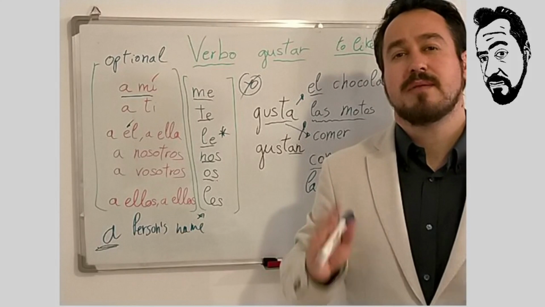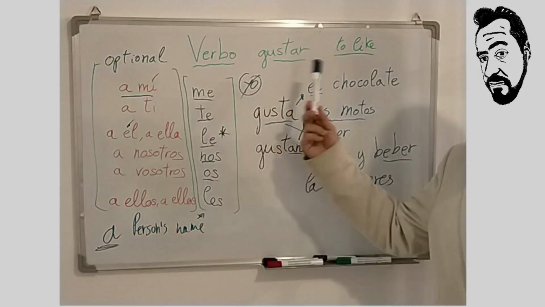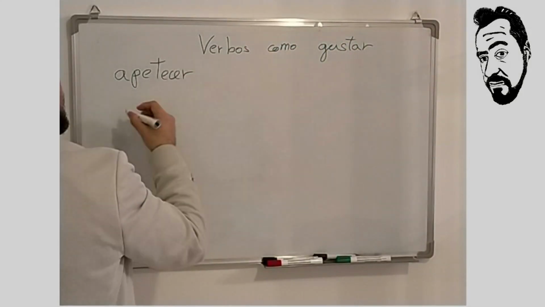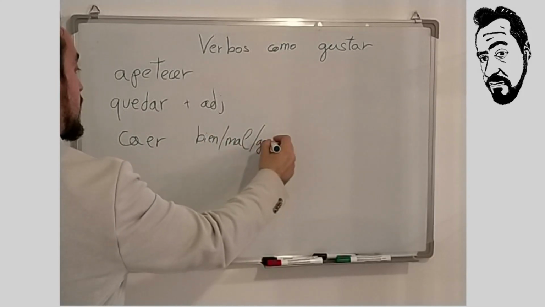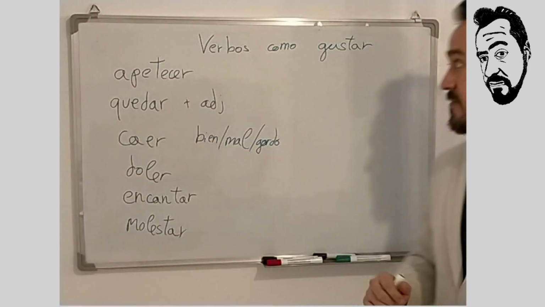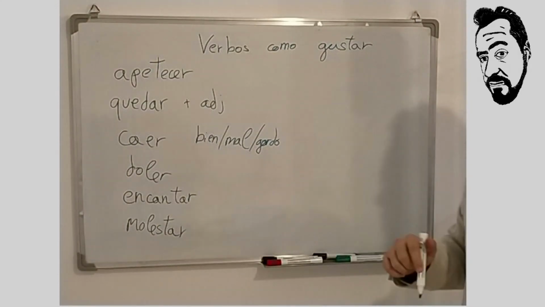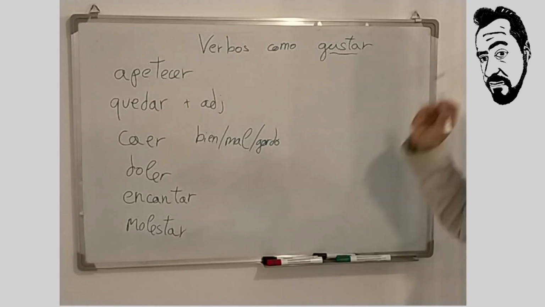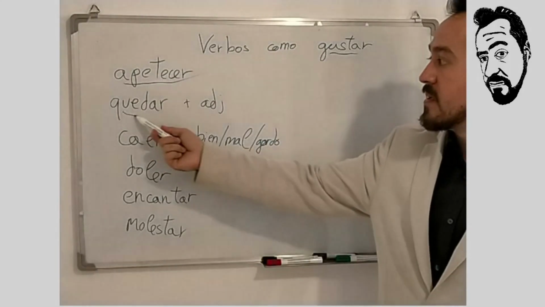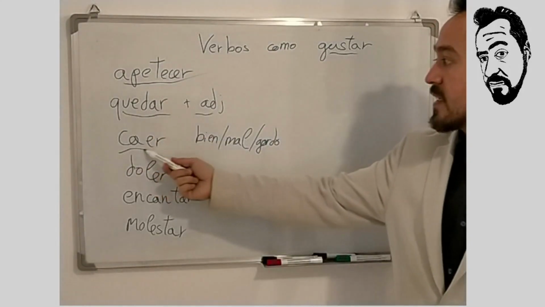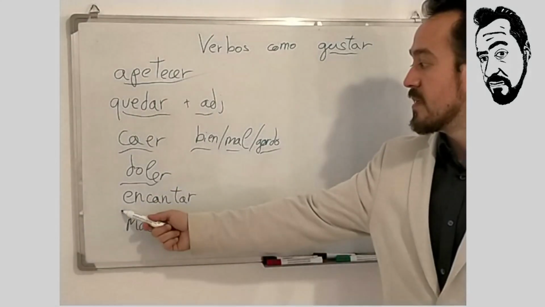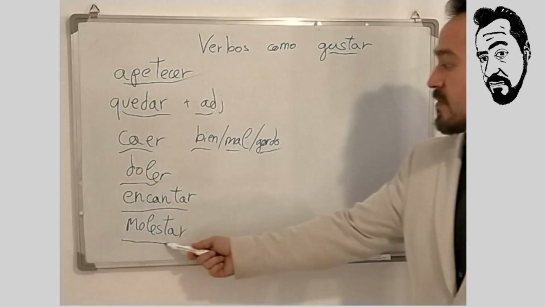Now we're gonna see some more verbs and expressions that work just like this particular verb, gustar. Alright, here we have some more verbs that work like gustar. So we have apetecer, quedar plus adjective, caer bien, mal o gordo, doler, encantar, o molestar.